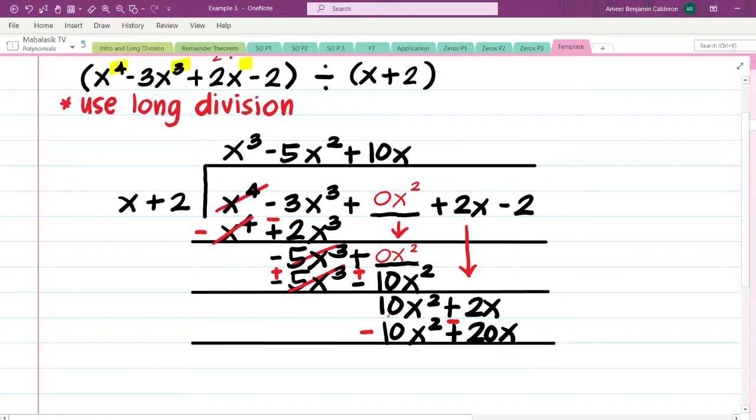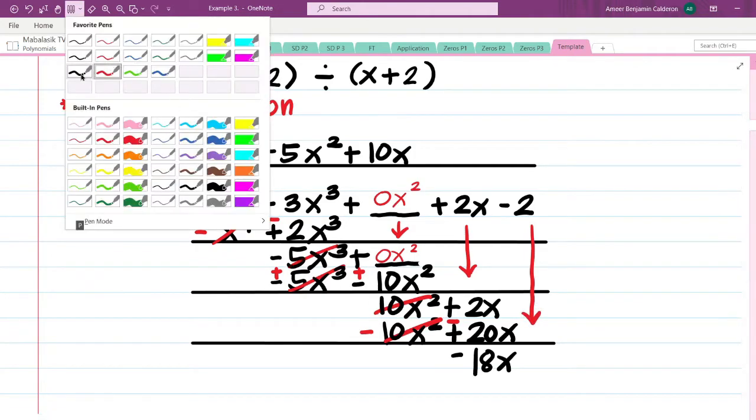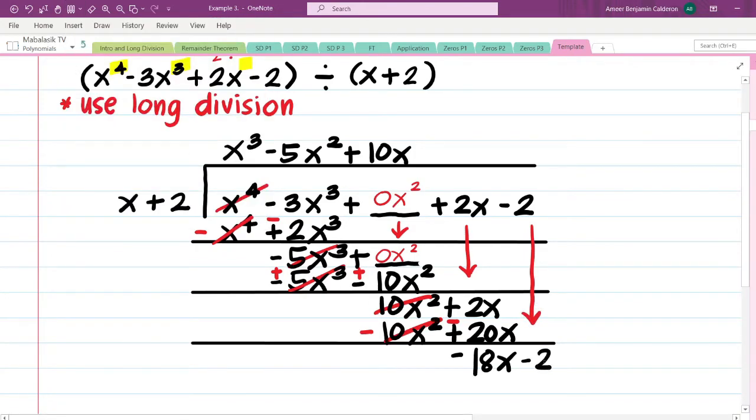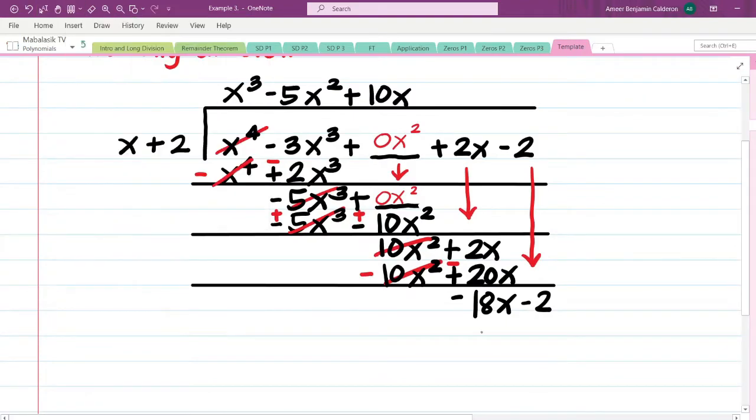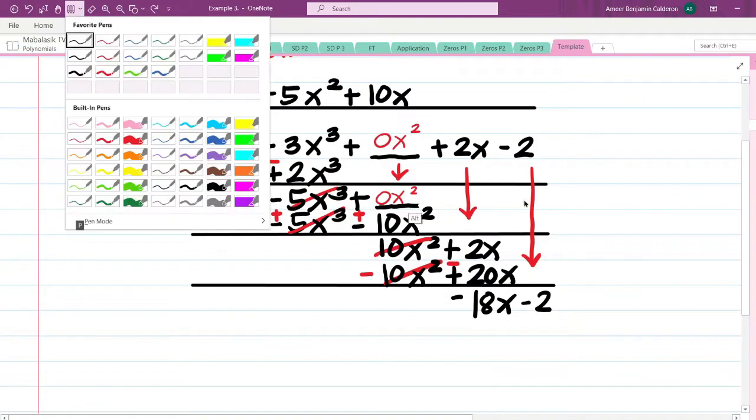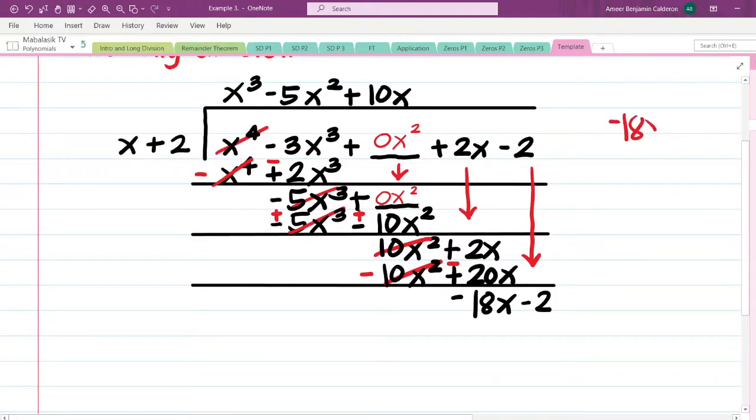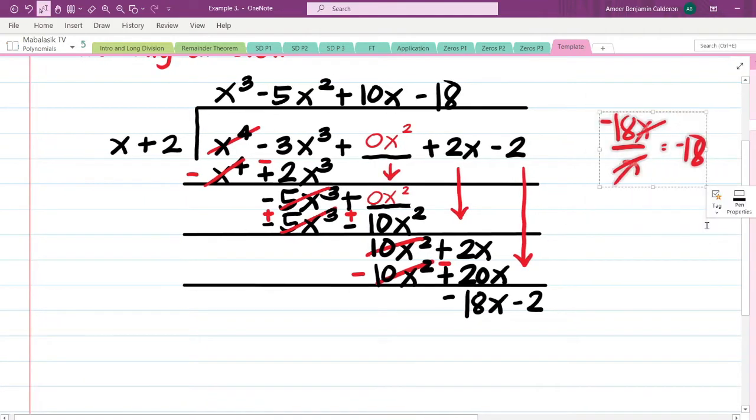We have cancelable terms, we cancel those, and then let us add 2x minus 20x, that is negative 18x. And then bring down our last term, which is negative 2. So this will become a minus 2 here, and then repeat the process. Negative 18x divided by x. Cancel the x's. We are left with negative 18.